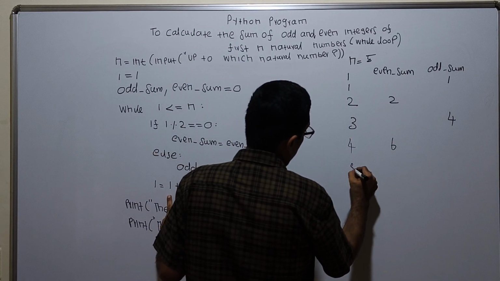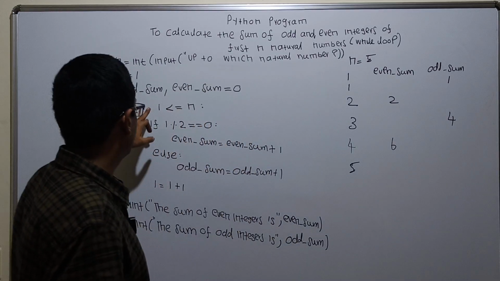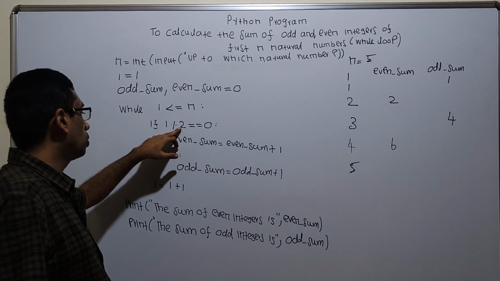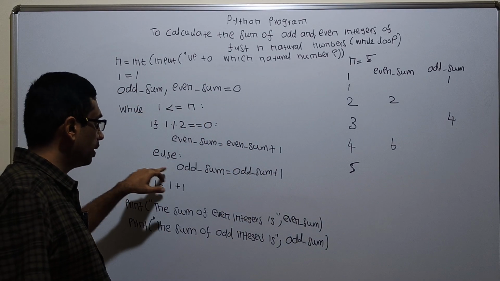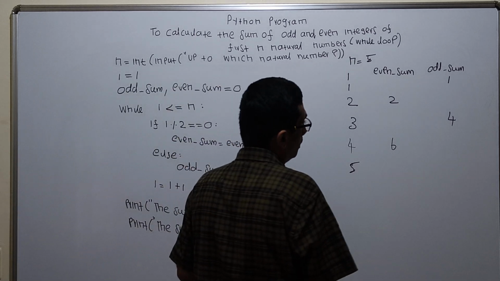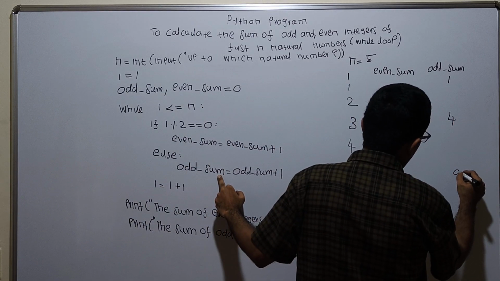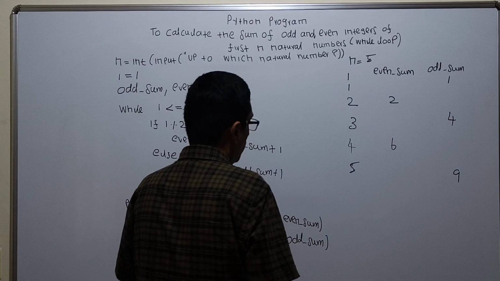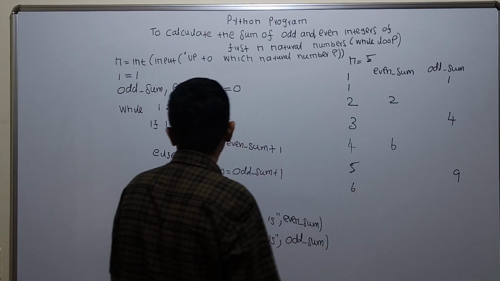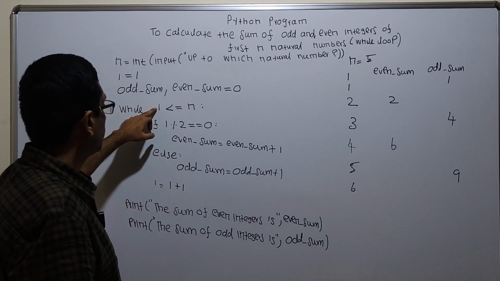This is 5. So 5 less than or equal to 5 is true. 5 modulo 2, the remainder is 1. So it will come to the else part and add it with the odd sum. So the odd sum's existing value is 4. 4 plus 5 equal to 9. I equal to I plus 1. I becomes 6. So it will come and check 6 less than or equal to 5.